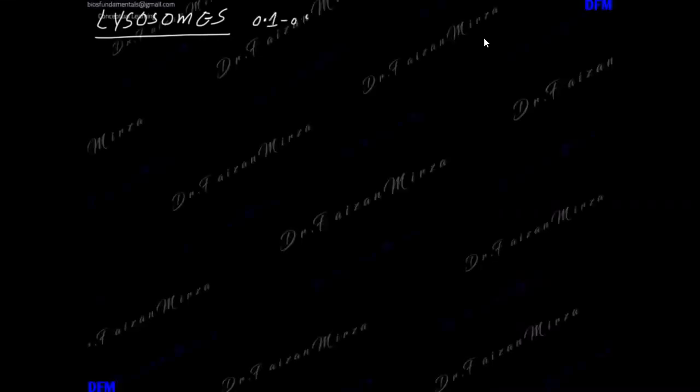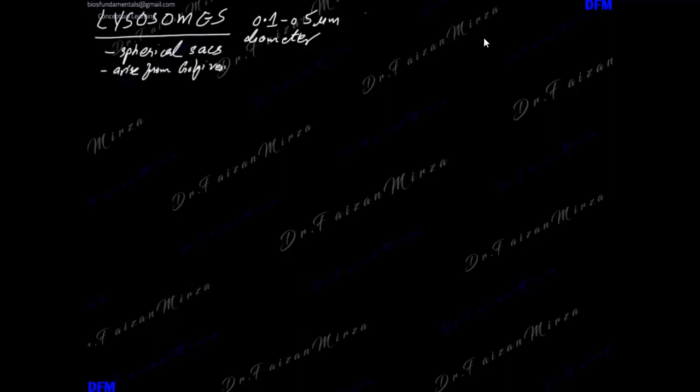2022. So what do we know about lysosomes? What do we know about phagocytosis? If you recall, lysosomes have a general diameter of about 0.1 to 0.5 micrometer, and they are spherical sacs. They have a membrane around them, and they arise from Golgi vesicles only.